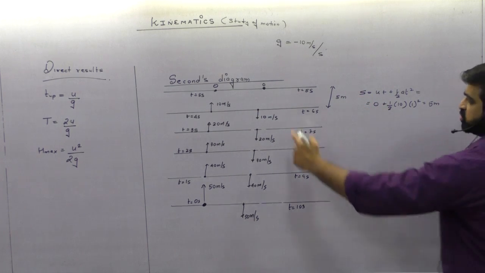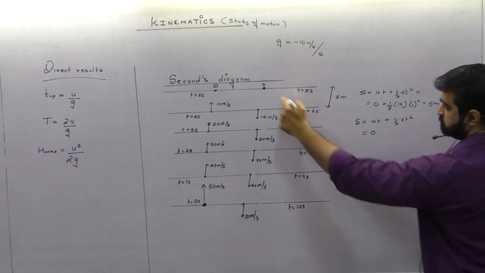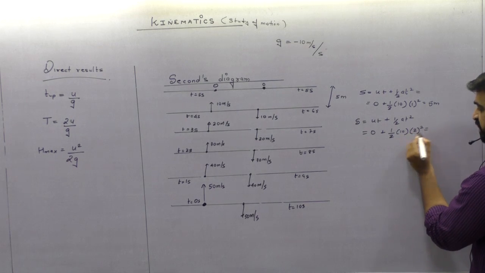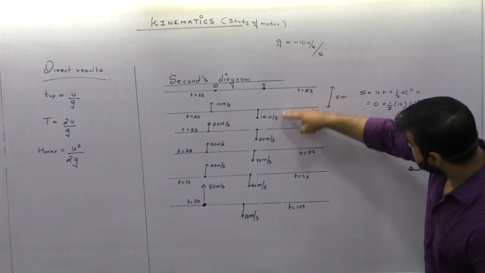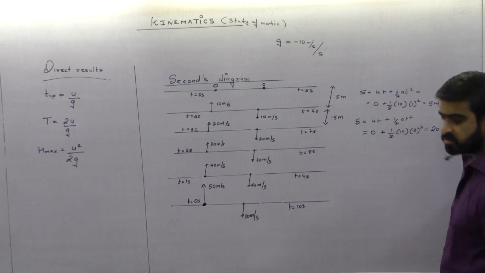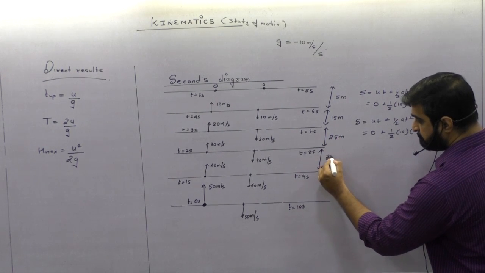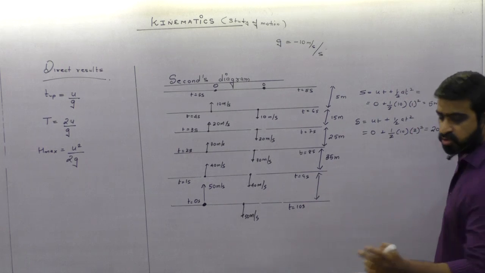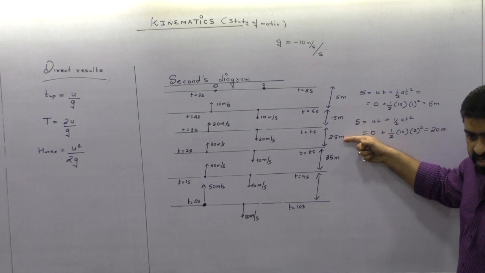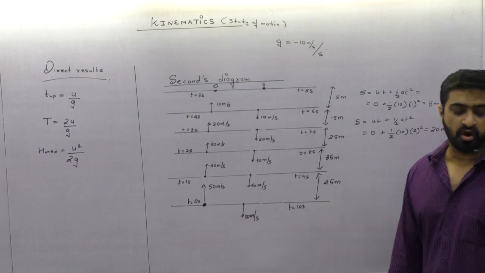Getting it better. Now if I take total 2 seconds, it will be ut plus half at square again. u is 0. Total 2. Half 10. 2 square will become 4. So it will become 40 divided by 2, which is 20 meters. This total is 20, so this has to be how much? 15 meters. The third will become 25 meters. The fourth will become 35 meters. So always remember, it is in the ratio of odd numbers. 1 into 5, 3 into 5, 5 into 5, 7 into 5, then 9 into 5. You getting it? This is called Galileo's law of odd numbers.